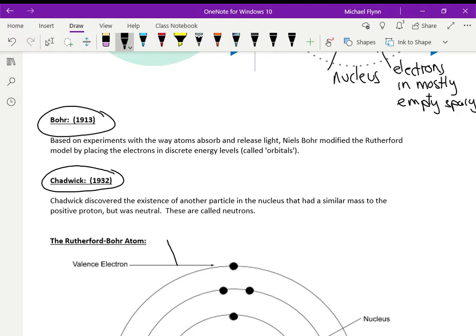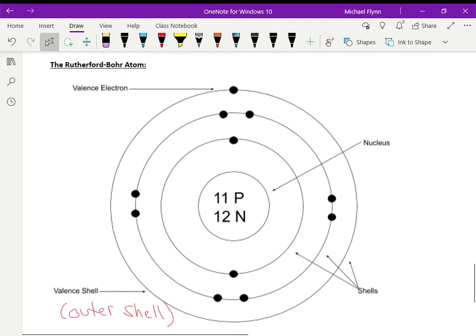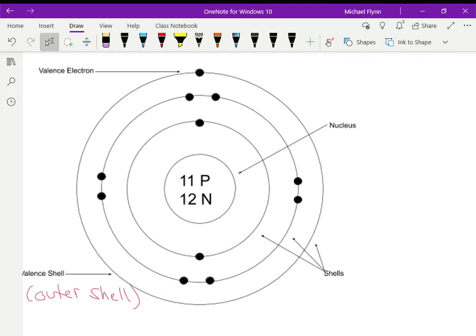So to sum everything up, we know that there are protons, which have positive charge, there are neutrons, which are neutral, and there are electrons, which are negative. All three of these things make up atoms as we know them. And let's give an example here. This little atom here would be sodium, actually.